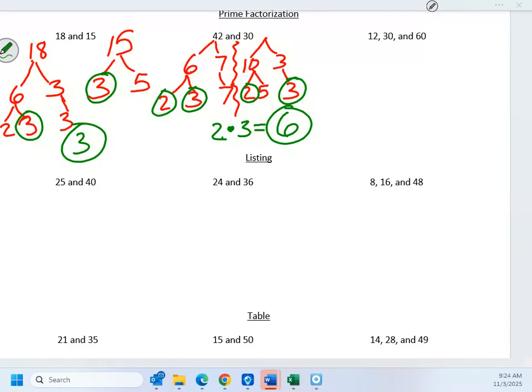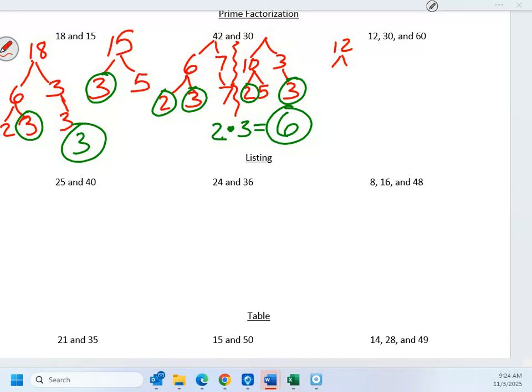Okay. So what do we have to do? It's not two different numbers. We have to multiply them together. So make sure you show that. Now we have 3 numbers.